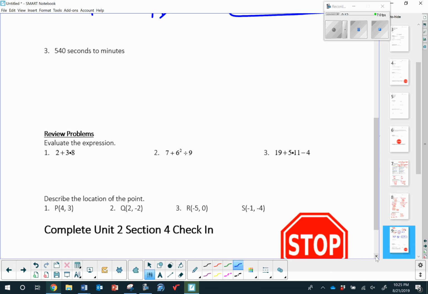All right, and then for the review problems, you have some order of operations practice. You have some coordinate plane practice in the second set. Remember that your coordinate plane is divided into 4 quadrants. Describing the location of the point, you are telling me what quadrant that point would be if you were to plot it. All right, so give this your best shot. I realized there were some problems in this section that could be a bit tricky, but be a risk taker, give it your best shot, and let us know how we can help you.